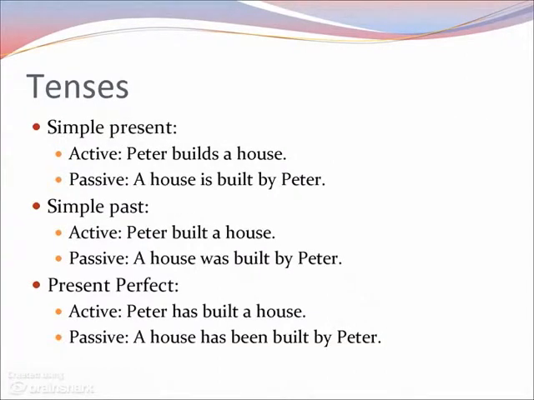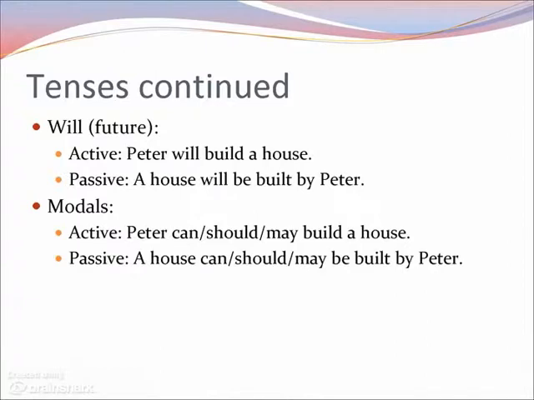Please take your time to look through the next 4 slides. In these slides you can see how a passive sentence can be created from an active sentence in each tense. On this page you see the simple present, the simple past, and the present perfect. On this slide, which is a continuing of the previous slide, you can see the future tense with will and modals, which are can, should, and may.